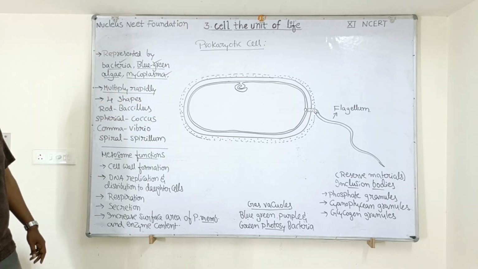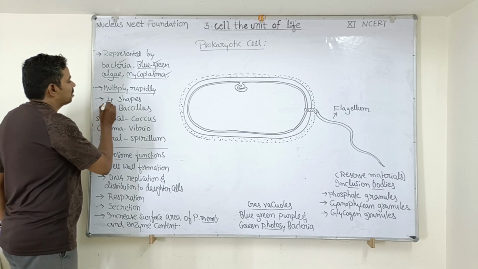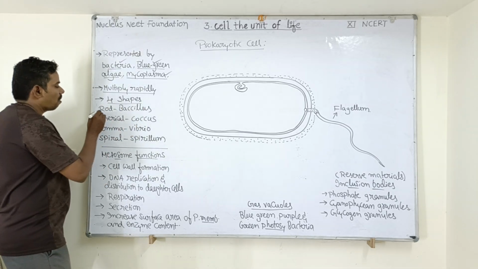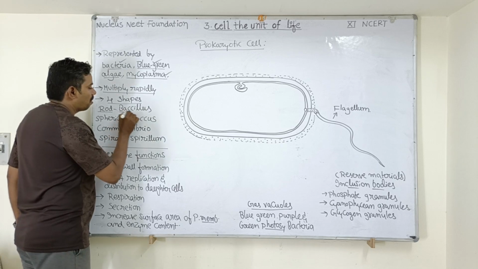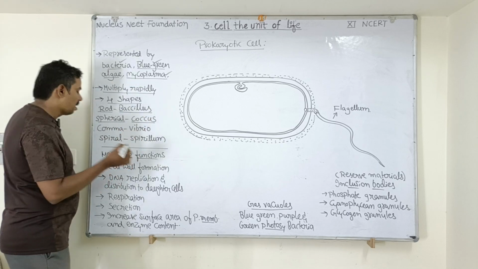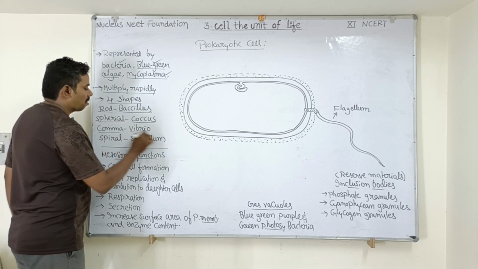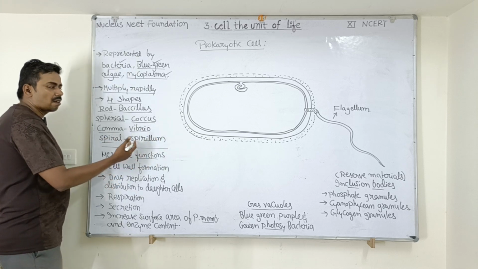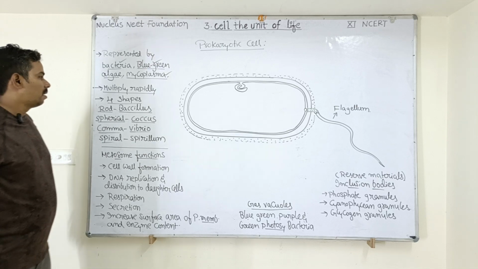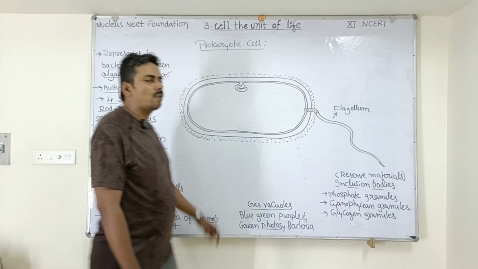And coming to the shapes, there are 4 important shapes, 4 major shapes in bacteria. One is the rod shape. The rod shaped bacteria are called as bacillus, and spherical shaped bacteria are called coccus. Comma shaped bacteria are called vibrio, and spiral shaped bacteria are called spirillum, which we have already covered in the kingdom Monera. Next, coming to the structure of a prokaryotic cell.